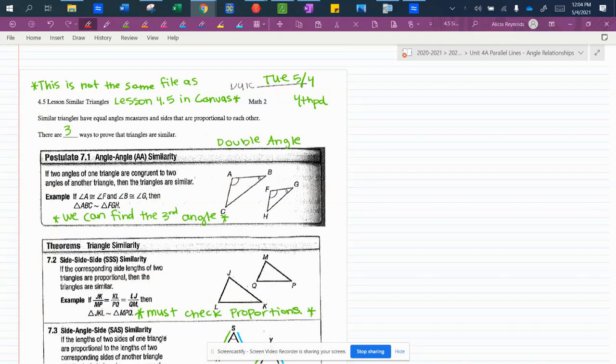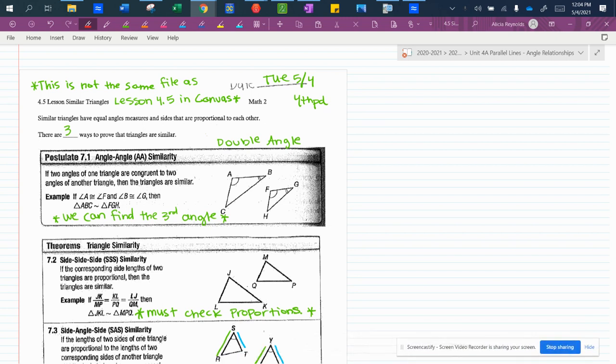Today is Tuesday, May 4th, and this is the fourth period class recording for Math 2. This file for similar triangles, lesson 4-5, is not the same as the one in Canvas. This is a blank version of the file that I'm going through and writing these notes on from the beginning.